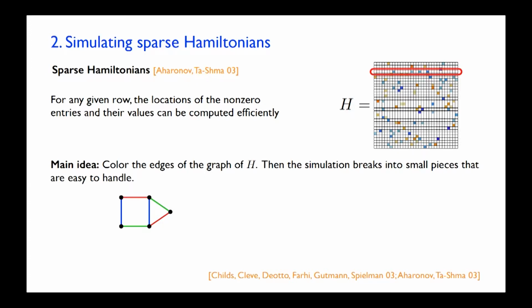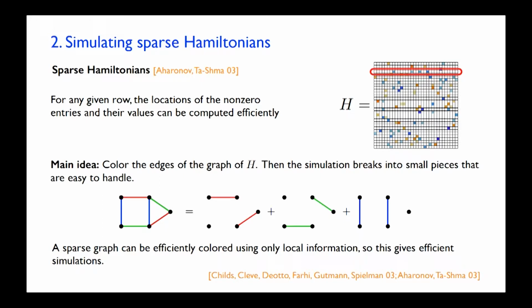And if you color a graph in such a way, and then you look at the subgraph corresponding to the edges of a particular color, what you find is that the graph breaks into pieces where you have just isolated edges and maybe also isolated vertices. So these individual pieces are easy to simulate, and we can put them back together using the ideas that I mentioned on the previous slide. And since we can come up with these colorings of the edges using only local information in an efficient way, this leads to efficient simulations of this more general class of Hamiltonians. So actually, for everything that I talk about in the rest of the talk, you can imagine this setting of sparse Hamiltonians.